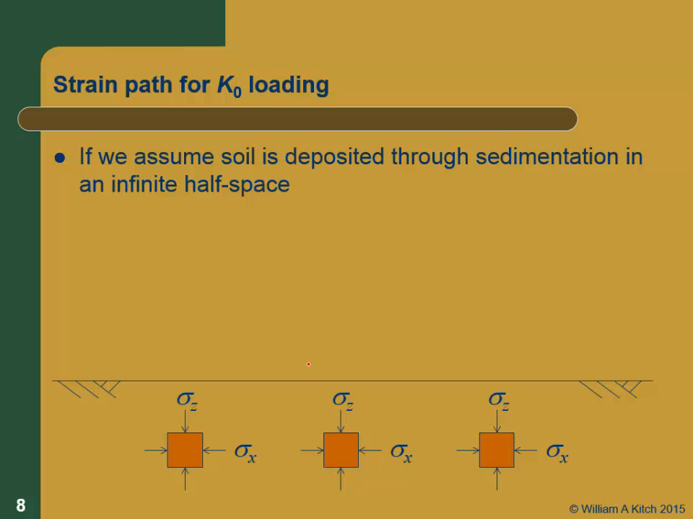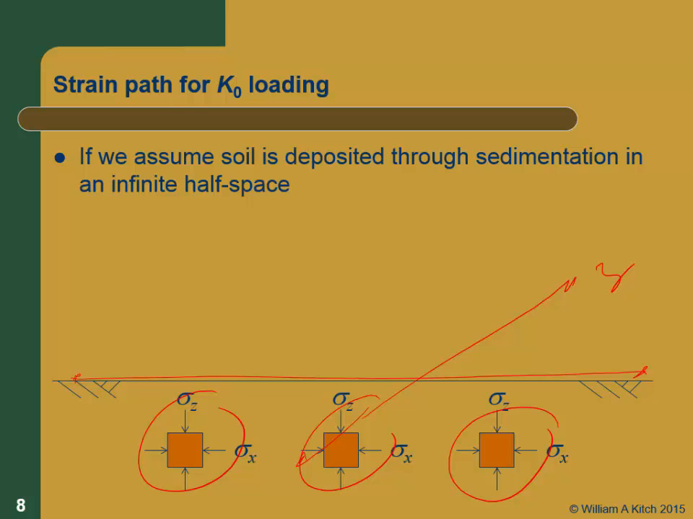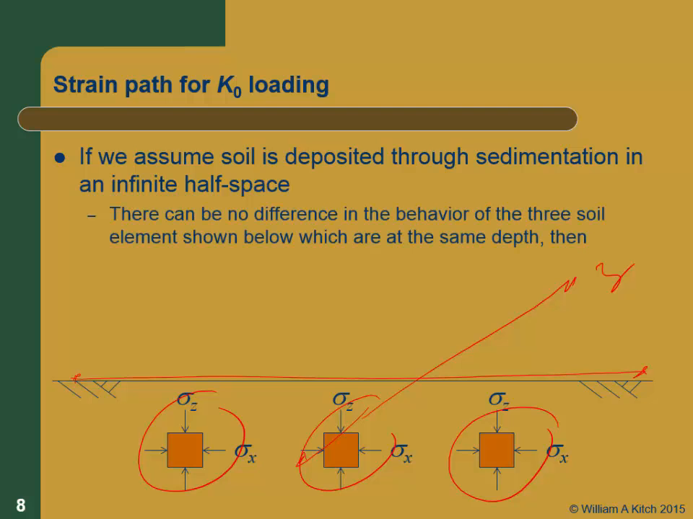So if you think about it, if we have an infinite deposit here, an infinite half space, it goes infinitely far in this direction. Obviously, it goes infinitely far in this direction too, in what would be the y direction, which isn't shown in this figure. There can't be anything different happening in each one of these elements, right? If it's infinitely large in the same directions and it's uniform, isotropic, homogeneous material, they all have to be behaving the same.